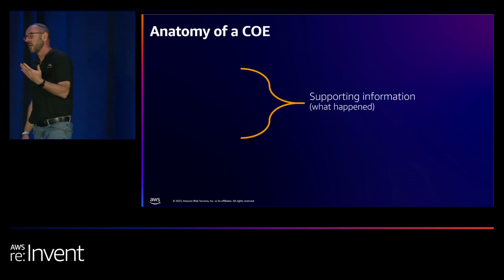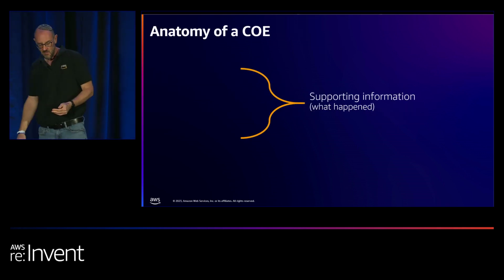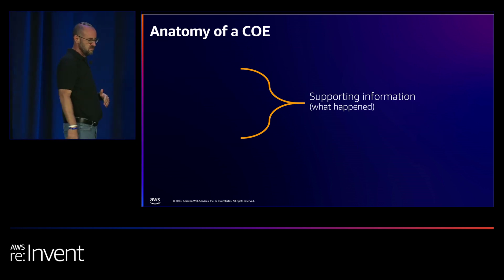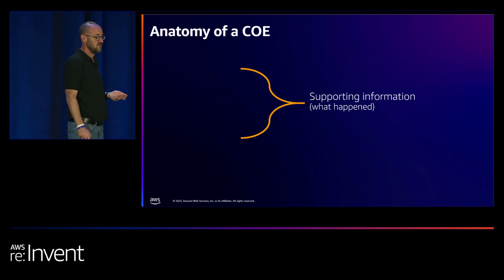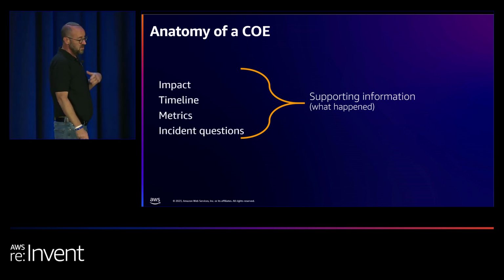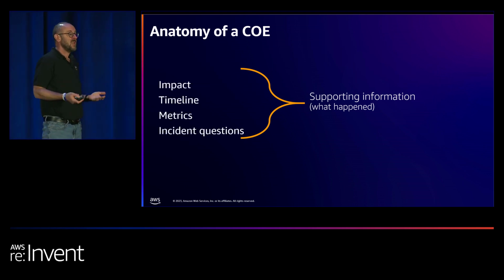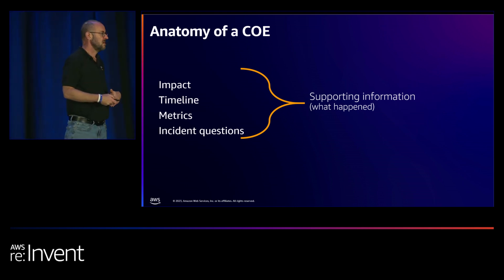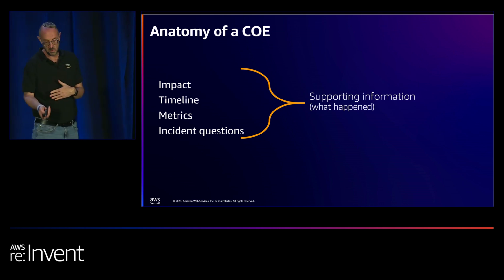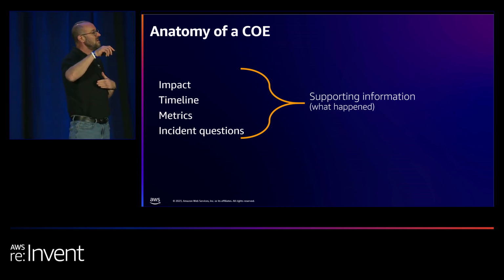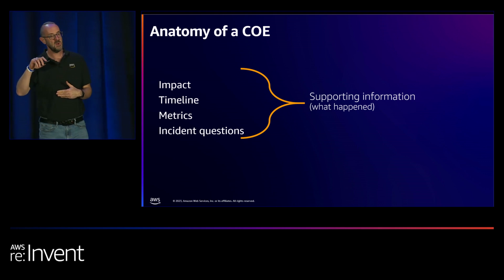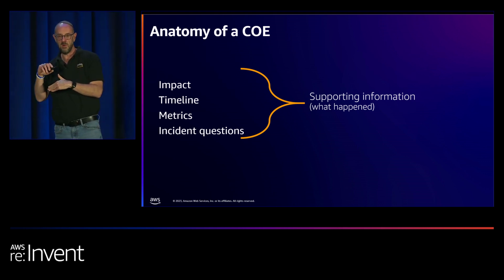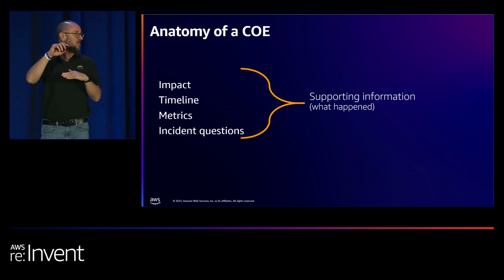So what does the COE look like? A COE is divided into two parts with some bullet points. The first part is the supporting information. Supporting information starts with the impact. What was the impact of the actual outage or the incident that we had? How many customers were affected? What was the exact thing that they couldn't do? We make a very, very detailed timeline of what happened, when the incident started, and when we detected that there was a problem. The shorter the time for that to happen, the better it is for everybody.